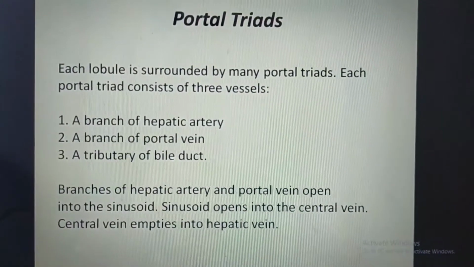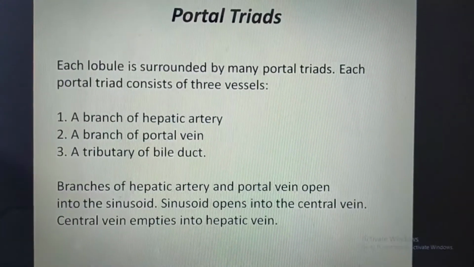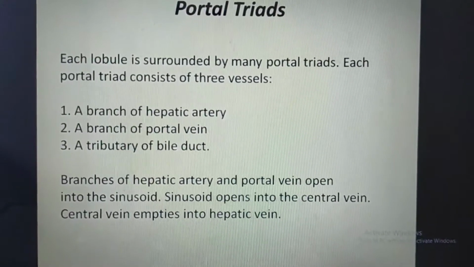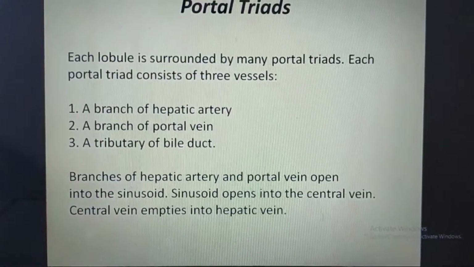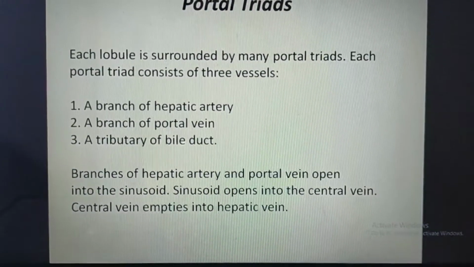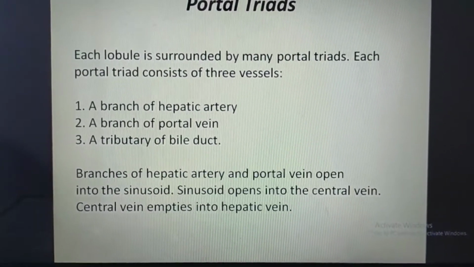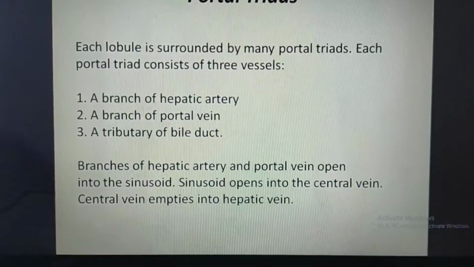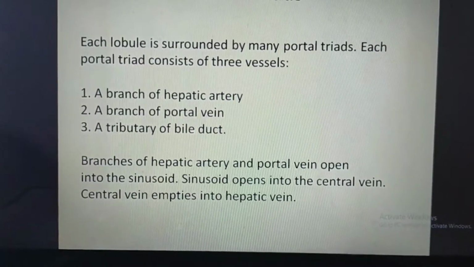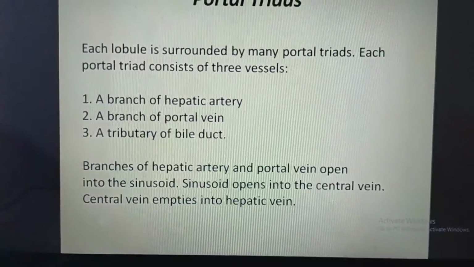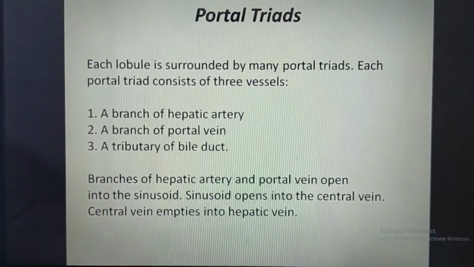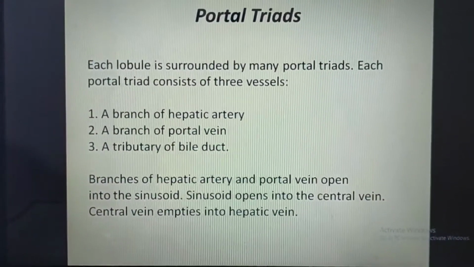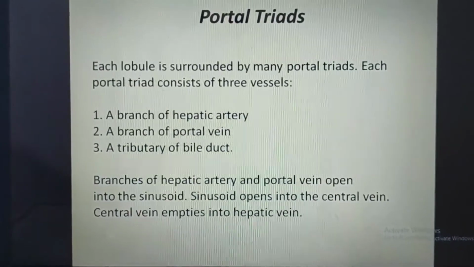Portal triads. Each lobule is surrounded by many portal triads. Each portal triad consists of 3 vessels: a branch of hepatic artery, a branch of portal vein, and a tributary of bile duct. Branches of hepatic artery and portal vein open into the sinusoid. Sinusoid opens into the central vein and central vein empties into the hepatic vein.